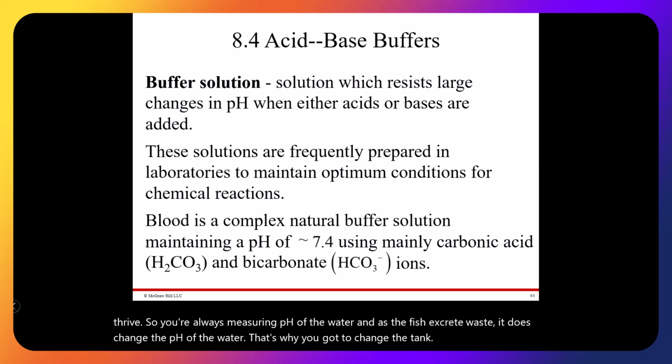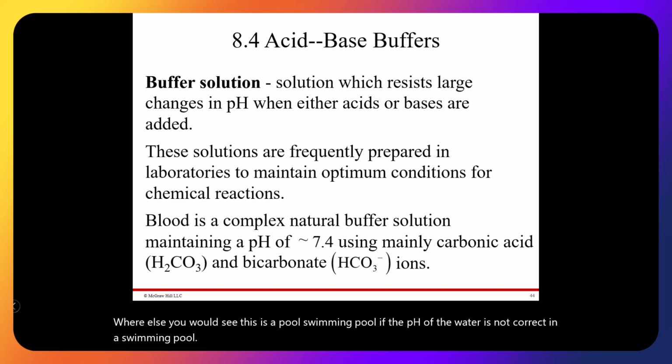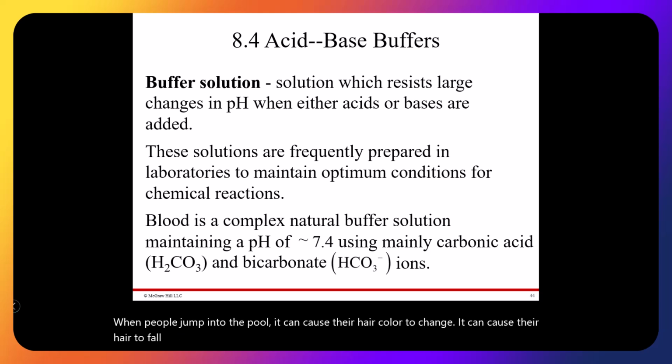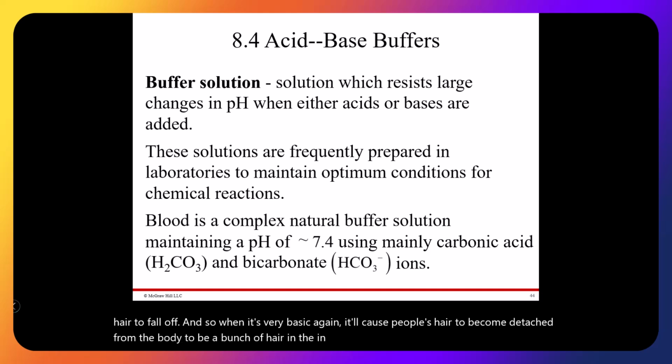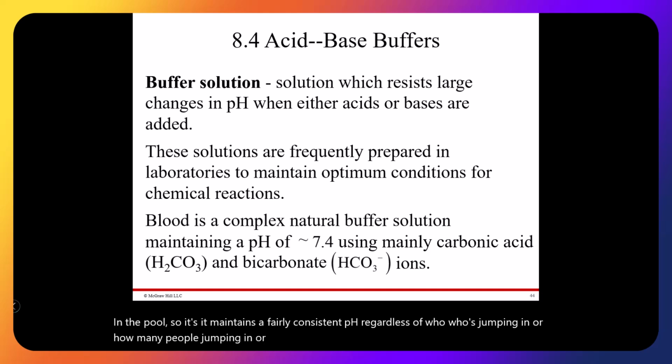Where else you'd see this is a swimming pool. If the pH of the water is not correct in a swimming pool, when people jump into the pool, it can cause their hair color to change. It can cause their hair to fall off. And so when it's very basic, again, it'll cause people's hair to become detached from the body. There'll be a bunch of hair in the drain. So we put buffers in the pool, so it maintains a fairly consistent pH regardless of who's jumping in or how many people are jumping in or whatever. So that's what it does.